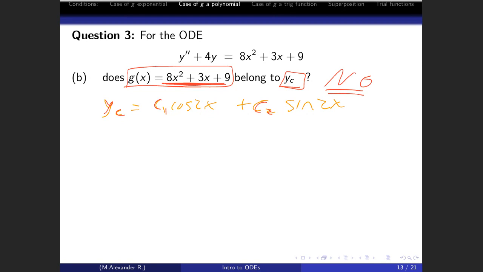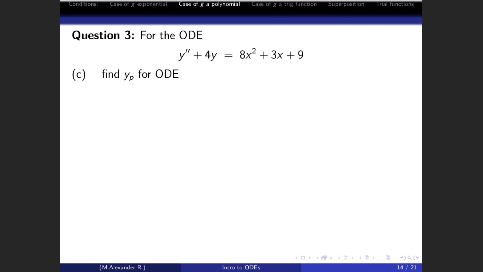The complementary solution is in terms of the trig functions. There's no way that these trig functions, no matter what values for c1 and c2 you choose, will ever give you this polynomial, this quadratic polynomial. So the answer is no, and that's a good thing for us, because we don't have to be too careful with our guess for the solution to the original differential equation. All right, so that's part B.